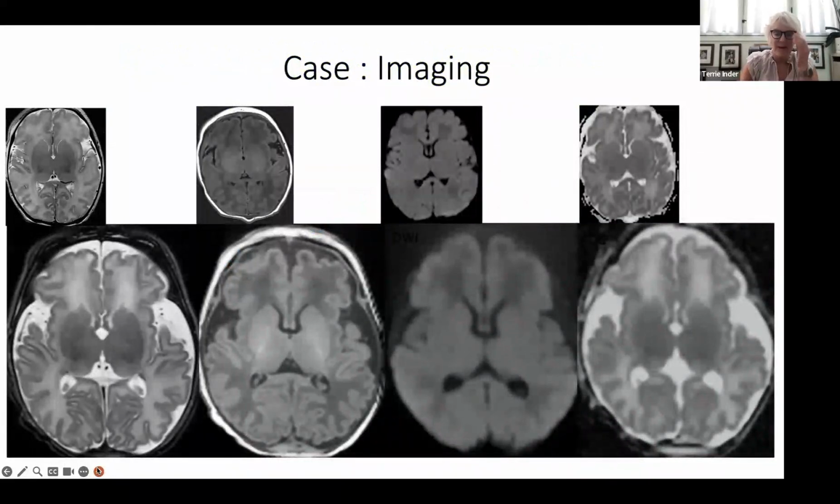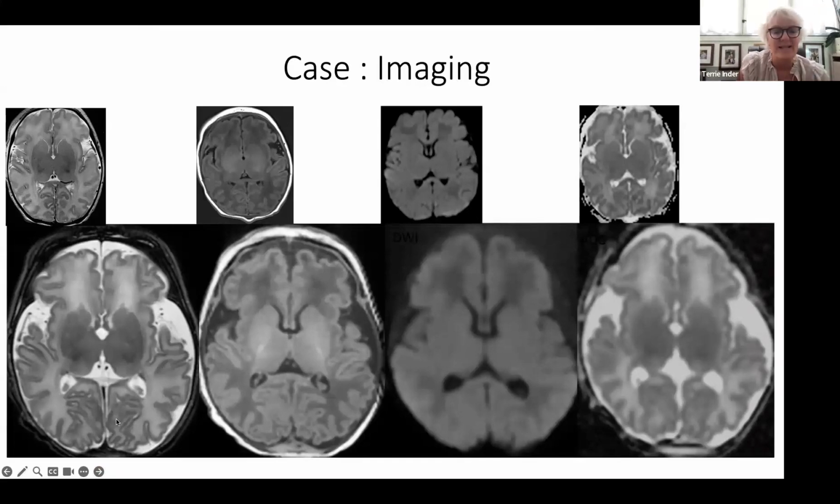So this was the MRI that was done on day of life 4 in this infant. And you can see on the left-hand side here, we've got T2 and T1 weighted imaging. And here we've got the diffusion weighted imaging, the blurrier looking one with black CSF. And then on the right, the apparent diffusion coefficient with the high CSF, the high water movement with the value calculated of the diffusion.